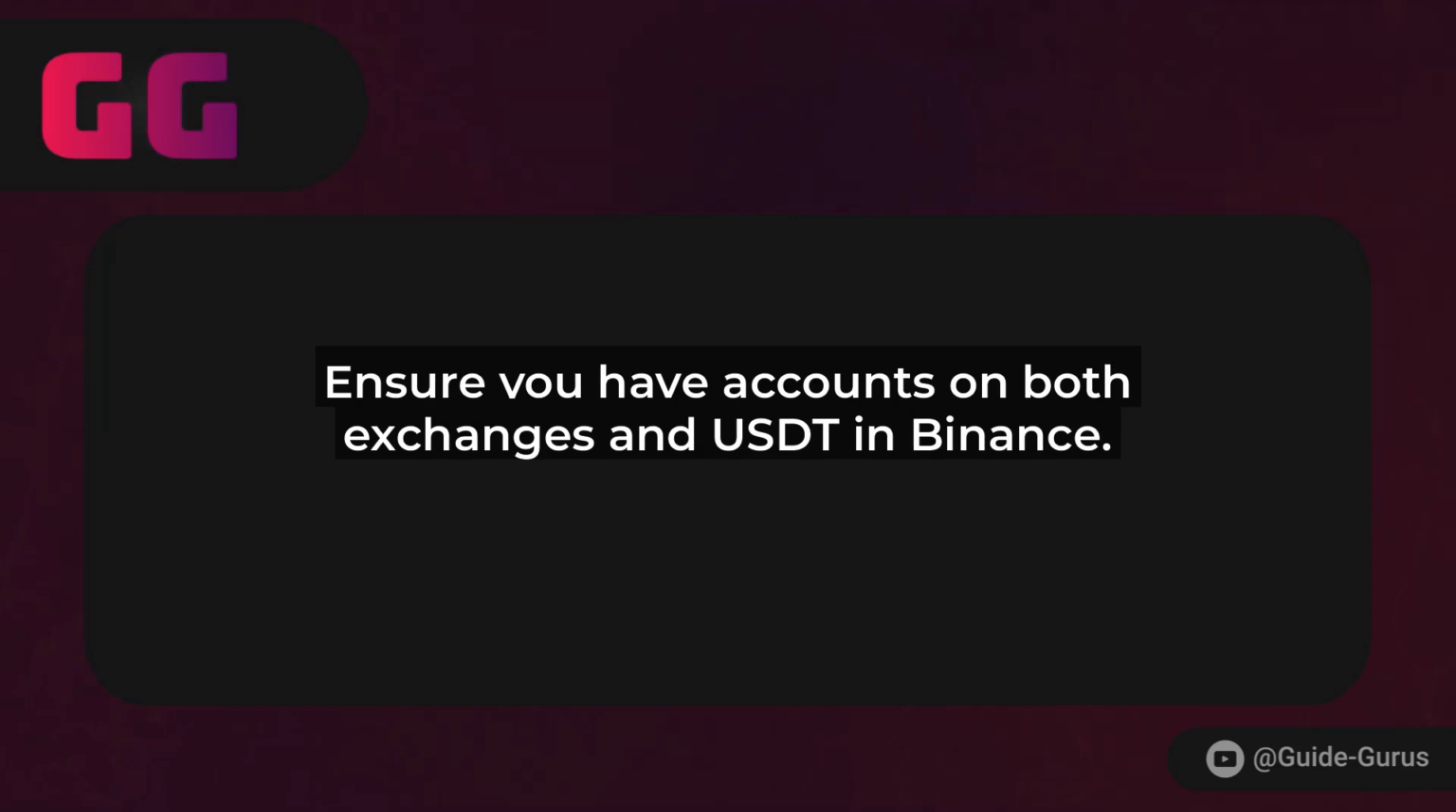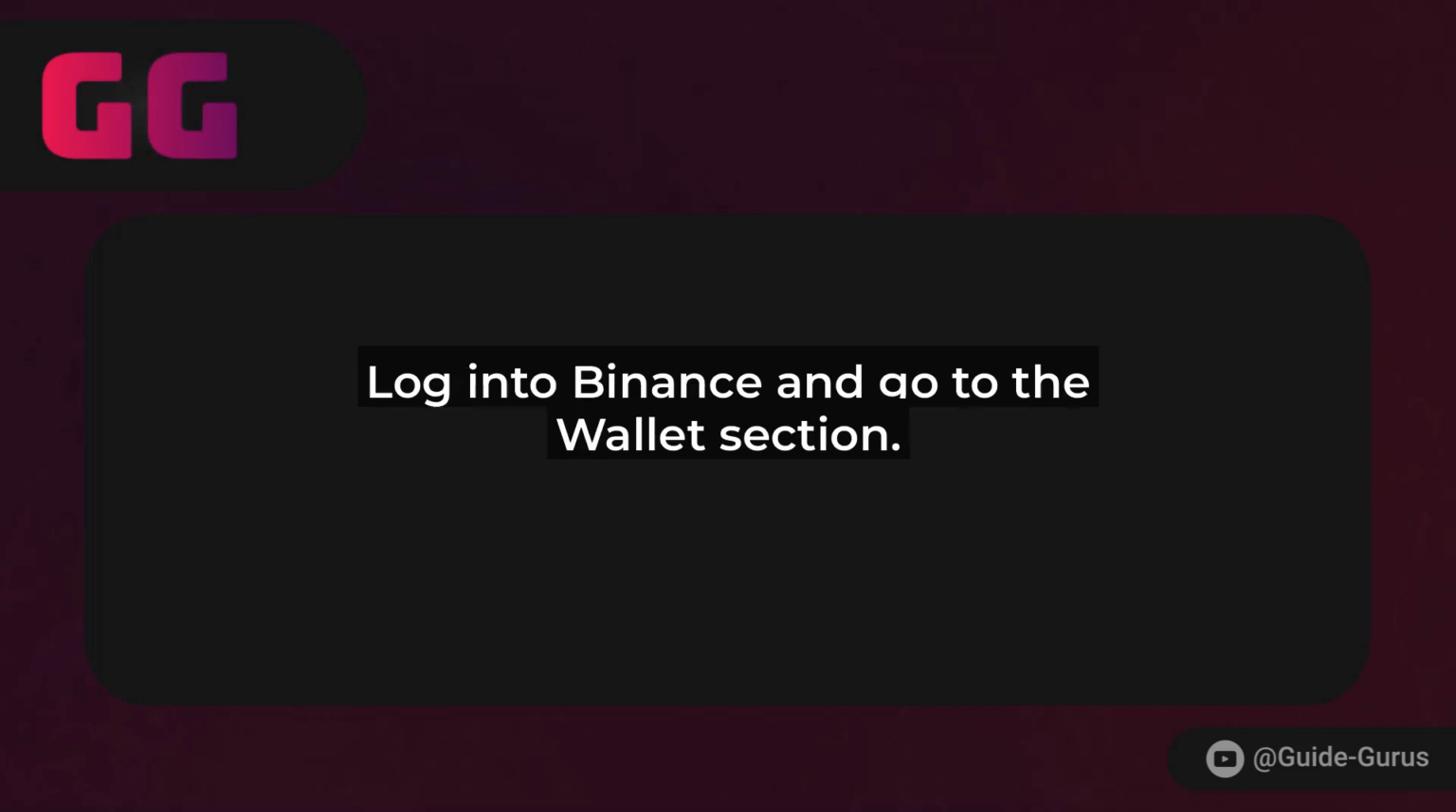Let's get started. First things first, before you begin, make sure you have a few essentials in place. You'll need verified accounts on both Binance and Kraken, some USDT in your Binance wallet, and a good understanding of the network you'll use for the transfer, like Tron or ERC20, as these can affect fees and speed. Always double-check your Kraken wallet address to prevent any costly mistakes.